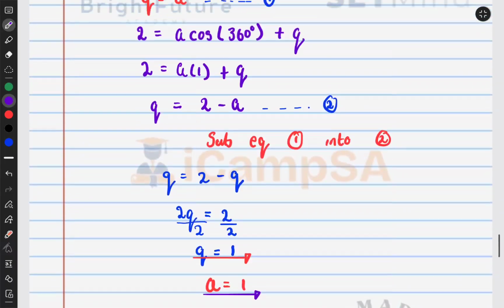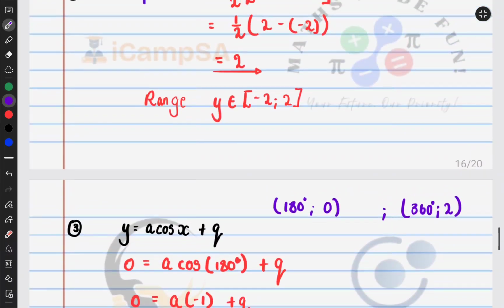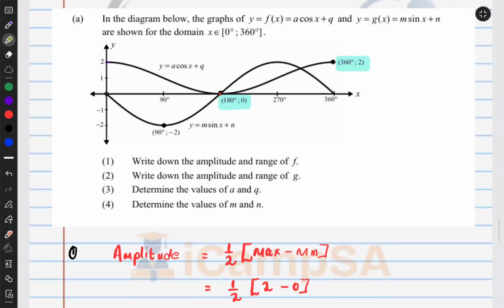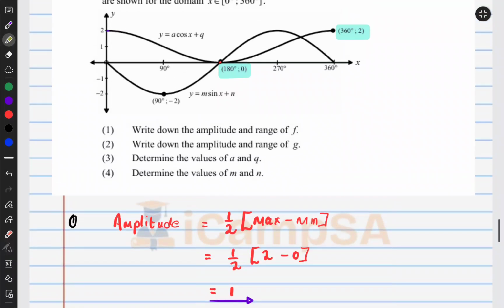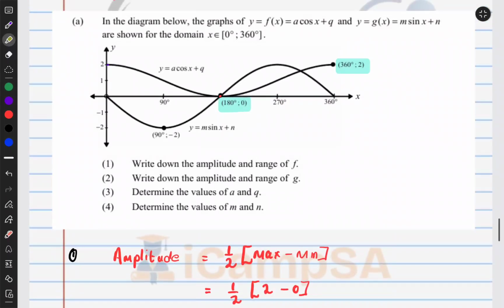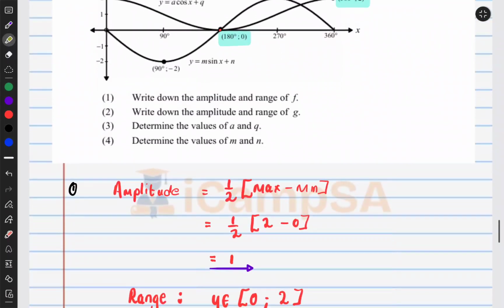Okay, that's the first method. The other one we could have used is the amplitude. You have to be a little bit careful with this one. The graph is facing up, so the coefficient, the value of a, is positive because the graph has not been reflected. We already calculated the amplitude. We know it's 1, and that is our a. So a, we could have just read from here.